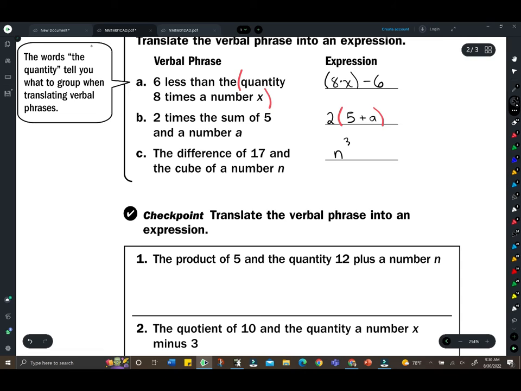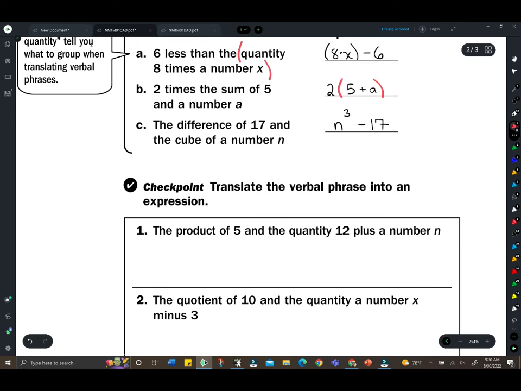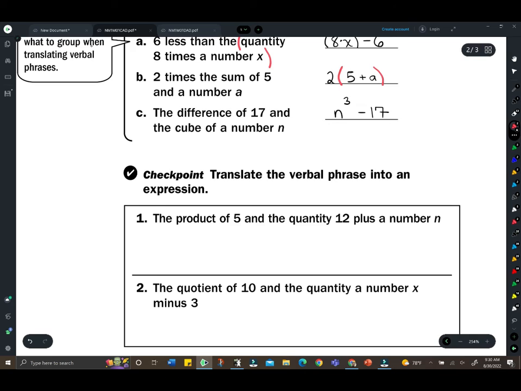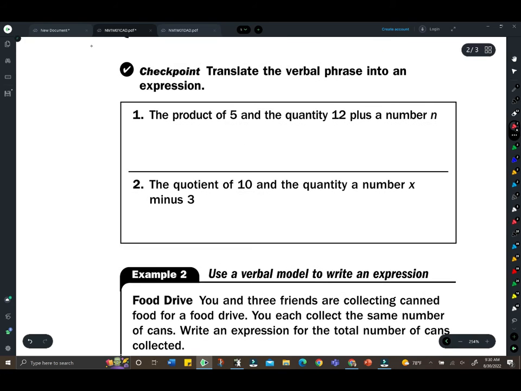So n is going to be cubed, okay, and then subtract 17. So little tricky stuff with those. If you're on the right track, it's okay. Just make sure you are careful with how you put those together.